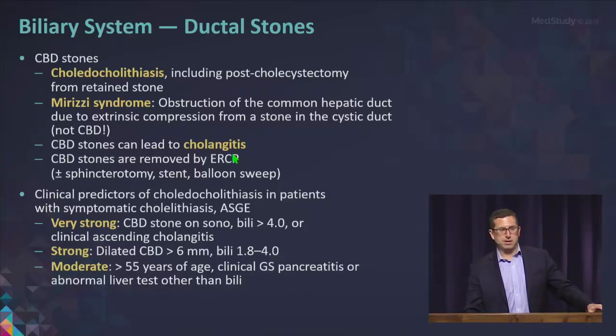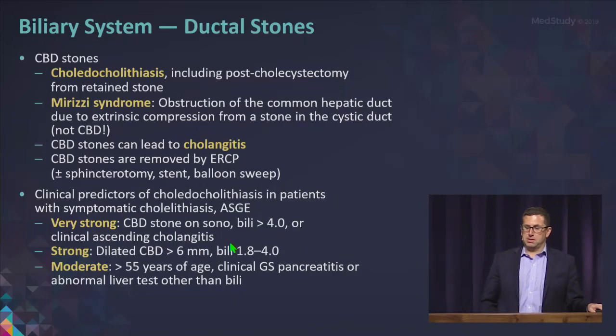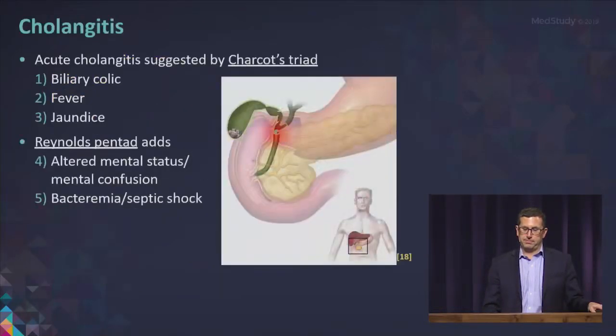Beware that CBD stones can cause cholangitis. Clinical predictors of CBD stones in patients, this is good for your clinical practice, would include a CBD stone on sono. Obviously, that's kind of a slam dunk. If the bili is greater than 4 or there's clinical ascending cholangitis, obviously pretty much slam dunks. But if you see a dilated CBD greater than 6 millimeters or a moderately elevated bili, that could definitely indicate that there's a CBD stone present.